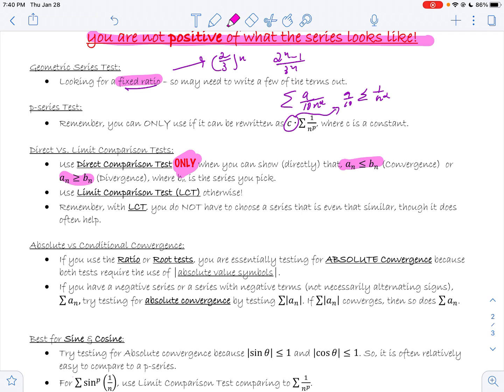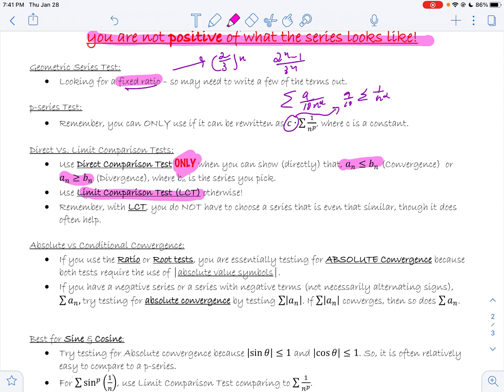And you actually have to show the inequality. If you don't show that inequality, you can't use the direct comparison test. If you can't easily show that inequality, then don't use the direct comparison test. Use the limit comparison test. That's the fallback. If it takes you more than 2 or 3 seconds to figure out whether you've got the inequality the right way, then move to the limit comparison test.